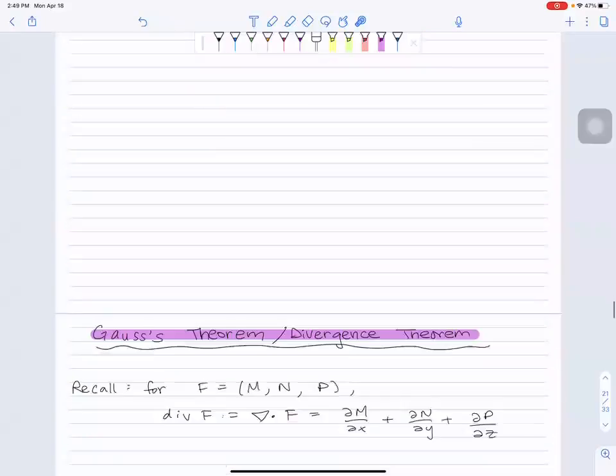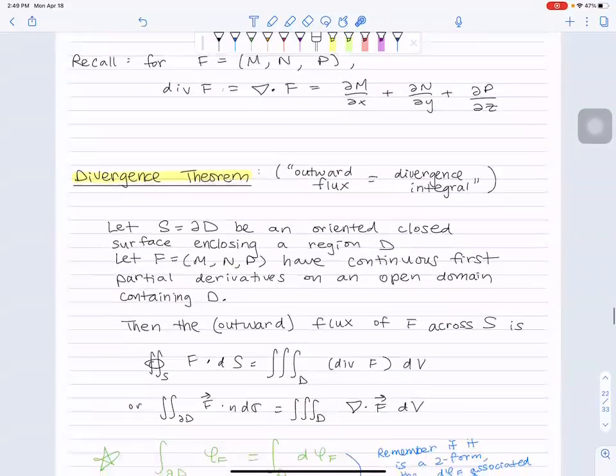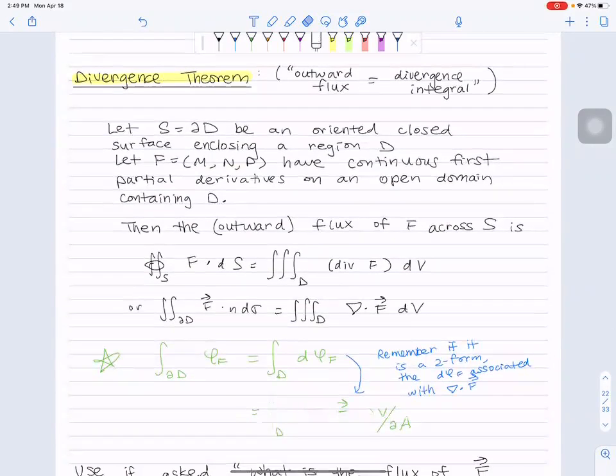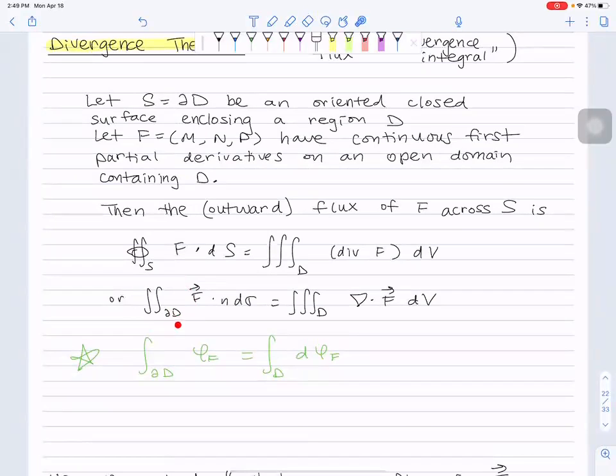Okay, so let's do Gauss's theorem. Let me recall what a divergence is. We're taking the partials of each of the components. So what does the divergence theorem say? Instead of doing some complicated integral, we can do the double integral over some boundary, and say that it's going to be equal to a triple integral over the region, where the integrand is the divergence. That's why it's called the divergence theorem, or Gauss's theorem.